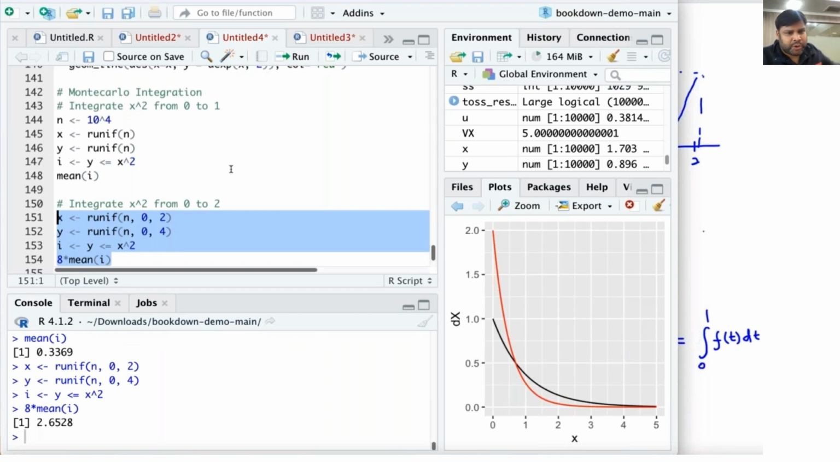So this is 2.65. What is the actual value? Integrate x squared, so x cubed by 3, which is 8 by 3. Yeah, you can see it's actually pretty close. Okay, is that fine?